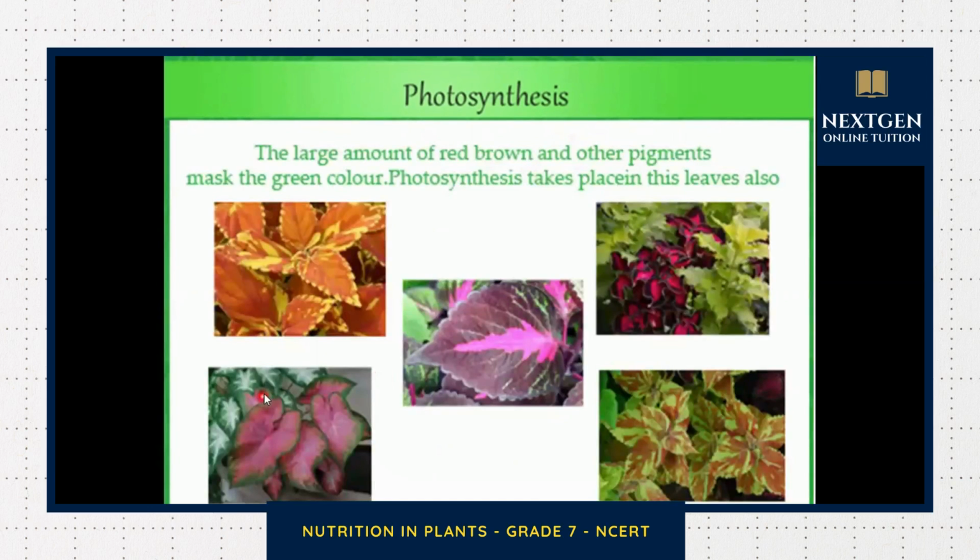Leaves other than green also have chlorophyll. A large amount of red, brown and other pigments mask the green color. So photosynthesis takes place in these leaves also. These leaves can also synthesize their own food by the process called photosynthesis.